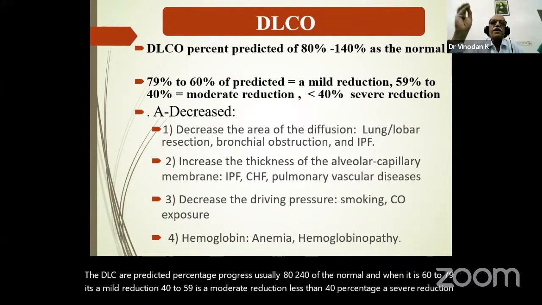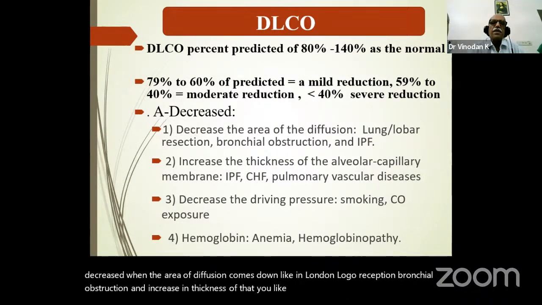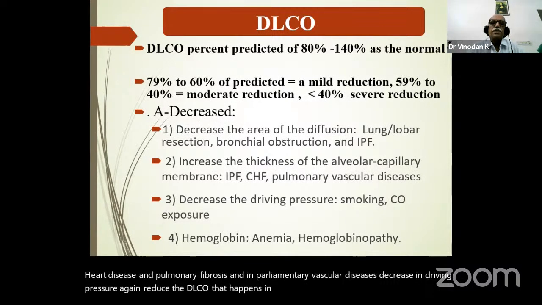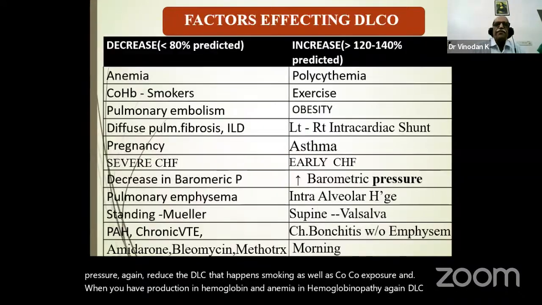It's decreased when the area of diffusion comes down, like in lung and lobar resection and bronchial obstruction, and with an increase in the thickness of the alveolar capillary membrane, in chronic heart disease and pulmonary fibrosis, and in pulmonary vascular diseases. Decrease in driving pressure again reduces the DLCO. That happens in smoking as well as in CO exposure. And when you have reduction in hemoglobin, in anemia and hemoglobinopathy, again DLCO comes down.